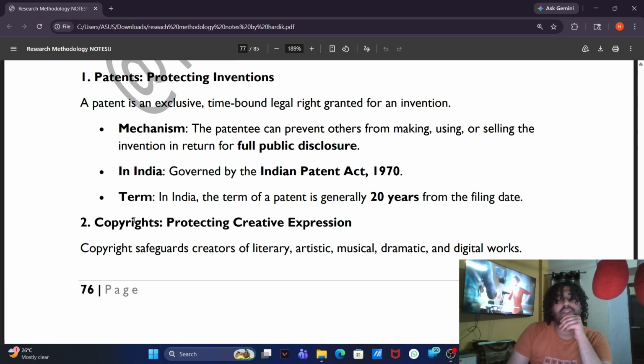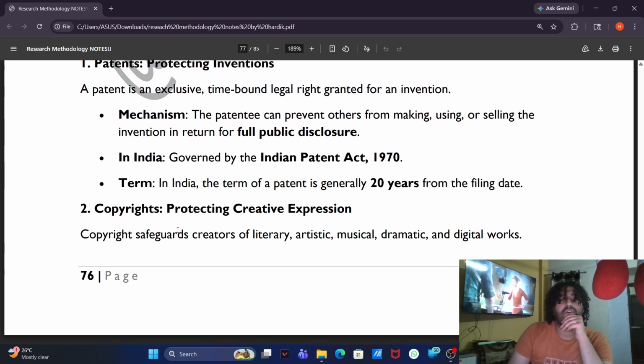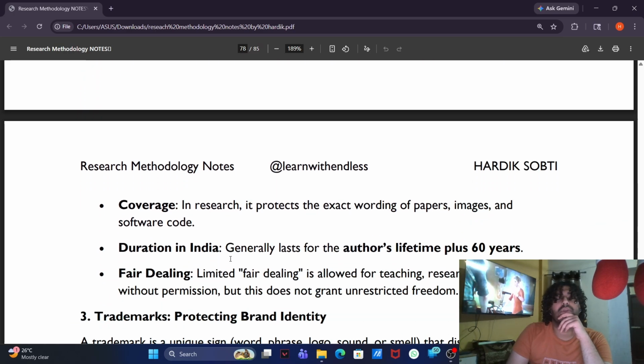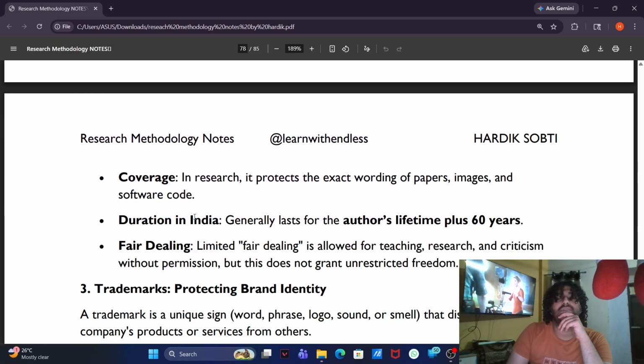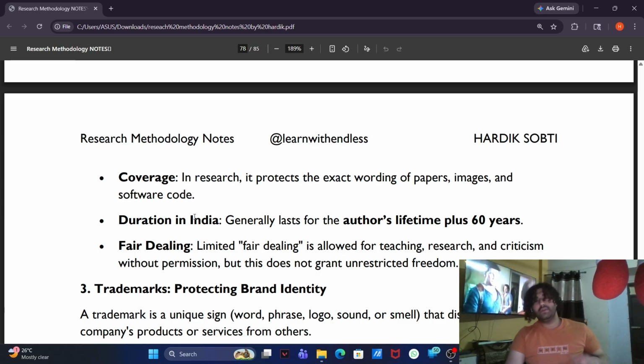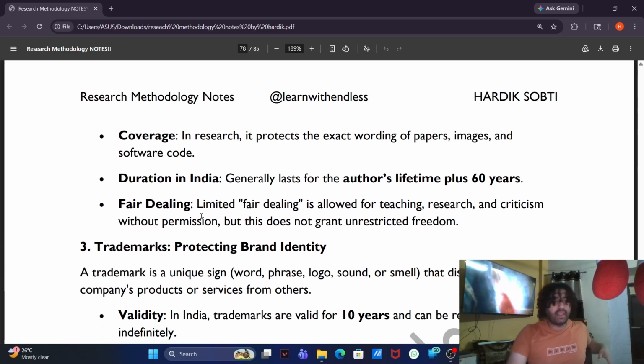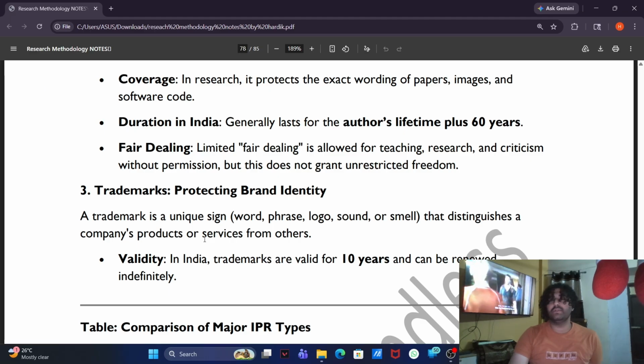Copyrights. Protecting creative expression. Copyright safeguards creators of literary, artistic, musical, dramatic, and digital works. Coverage. In research, it protects the exact wording of papers, images, and software code. Duration. In India, it generally lasts for the author's lifetime plus 60 years. Fair dealing. Limited fair dealing is allowed for teaching, research, and criticism without permission, but it does not grant unrestricted freedom.